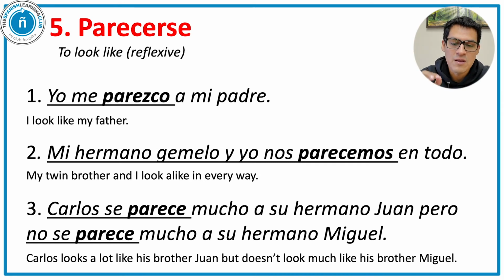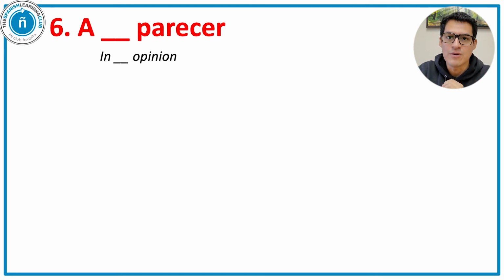In these examples, pay close attention to the pronoun and the conjugation of the verb that we are using so that you understand that we are using the verb parecer in a reflexive form. The pronoun matches the conjugation of the verb. Yo me parezco. Mi hermano gemelo y yo, nosotros, we, nos parecemos. Reflexive. Carlos se parece. Reflexive as well. Parecer as a noun.